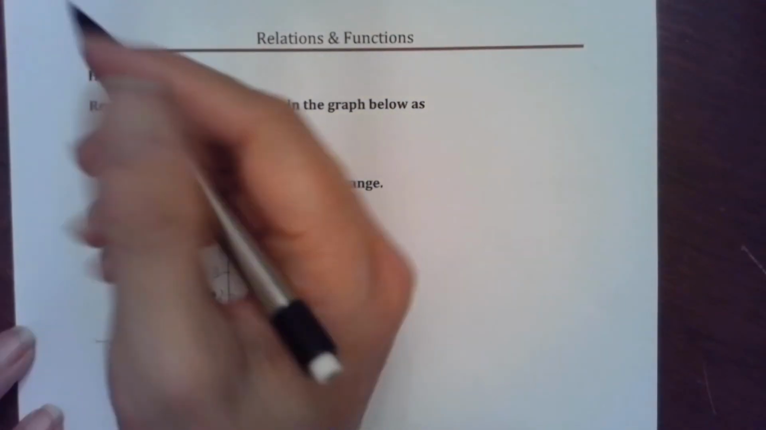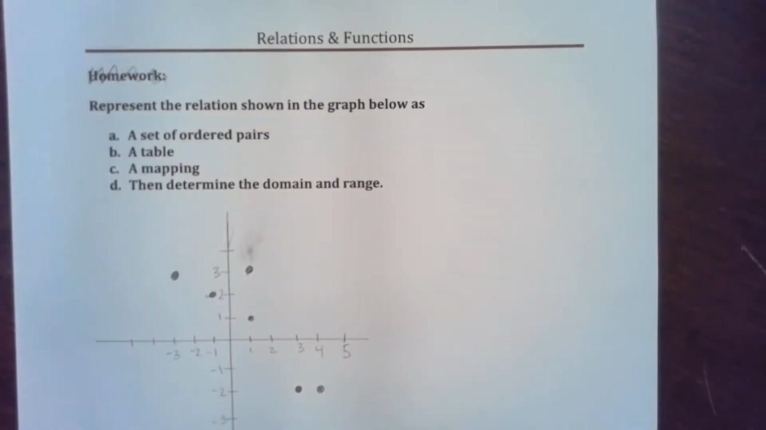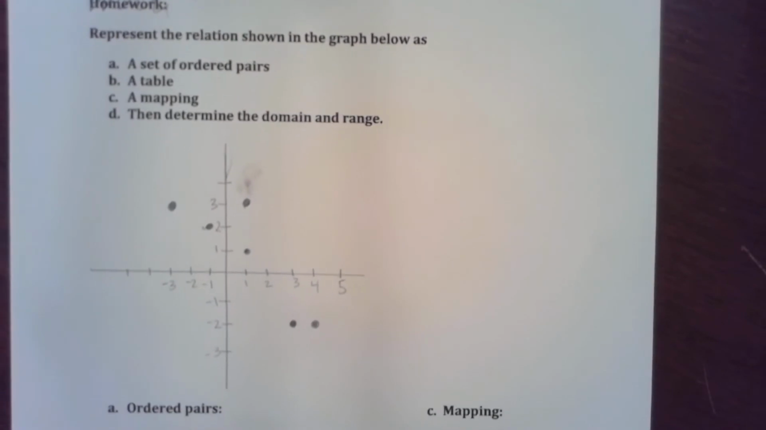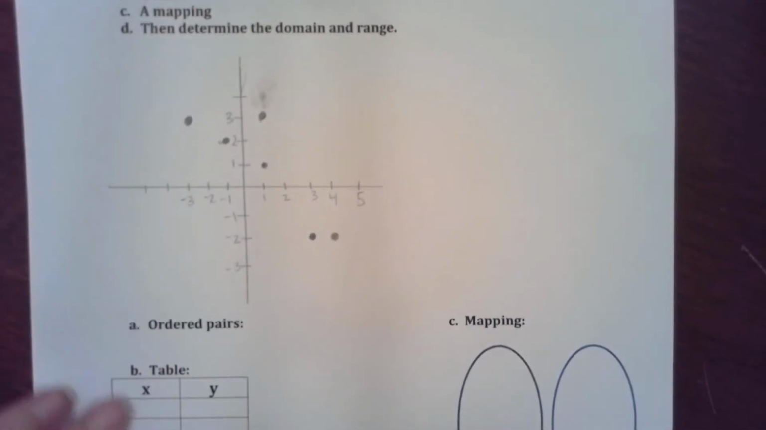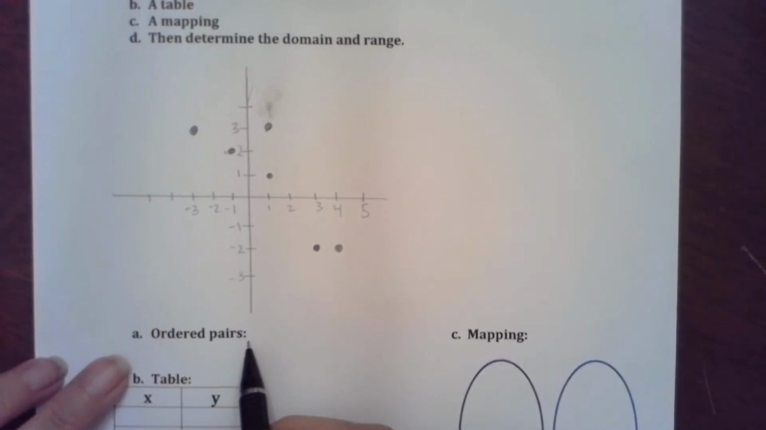Now this says homework. You can cross that out because I'm going to do it with you right now. Now, if you want to pause it and try to do it yourself, that would be good practice. Let me go through it with you. So, represent the relation shown in the graph as a set of ordered pairs, a table, a mapping, then determine the domain and range. So first of all, let's do ordered pairs first.